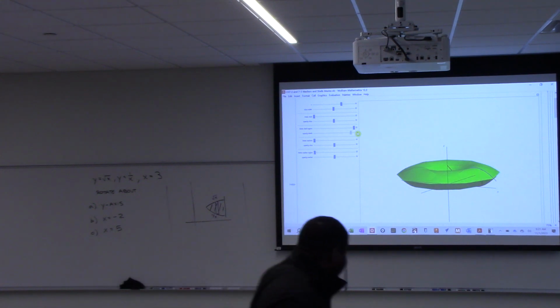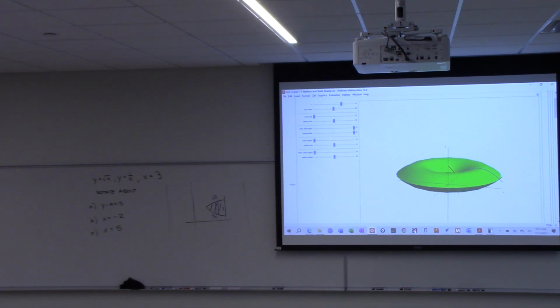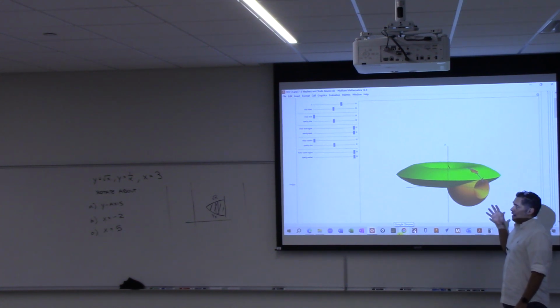Let me make it nice and solid. That's the solid we would get if we were to wrap that region around the y-axis. As a comparison, this is it wrapped around the x-axis. And you can see these are completely different objects, right? Completely different, so they should have completely different volumes, all right?